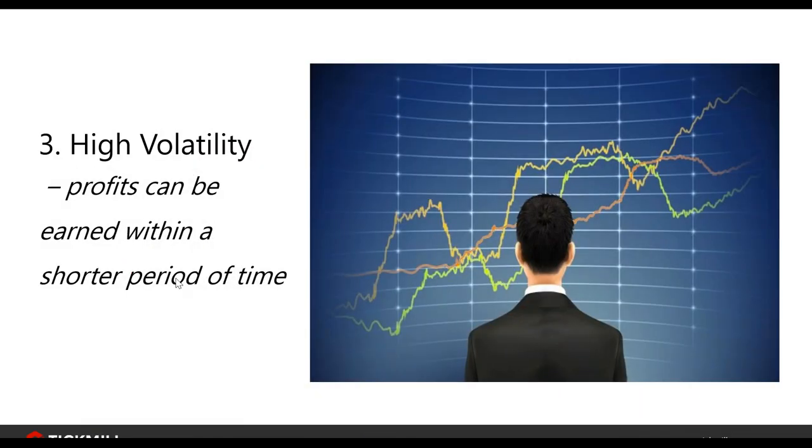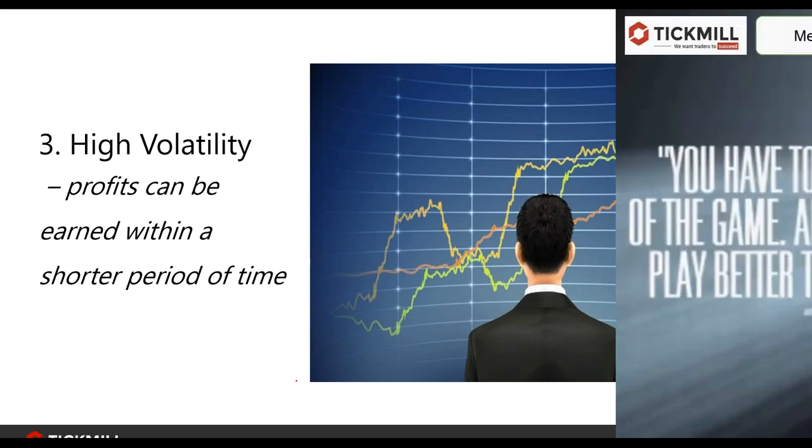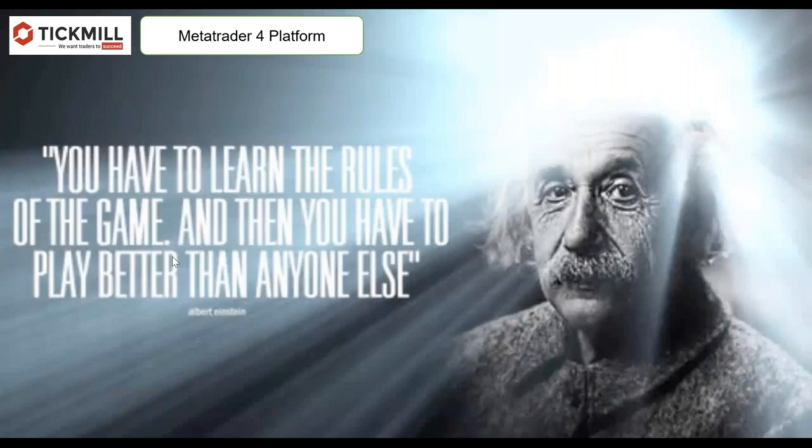Another feature of the forex markets is the high volatility, meaning to say profits can be earned within a shorter period of time. This means that if you place a trade, even after a few seconds, you can start earning profit. So I'm gonna show you an example of how volatile this market can be. So this is, let me play it.